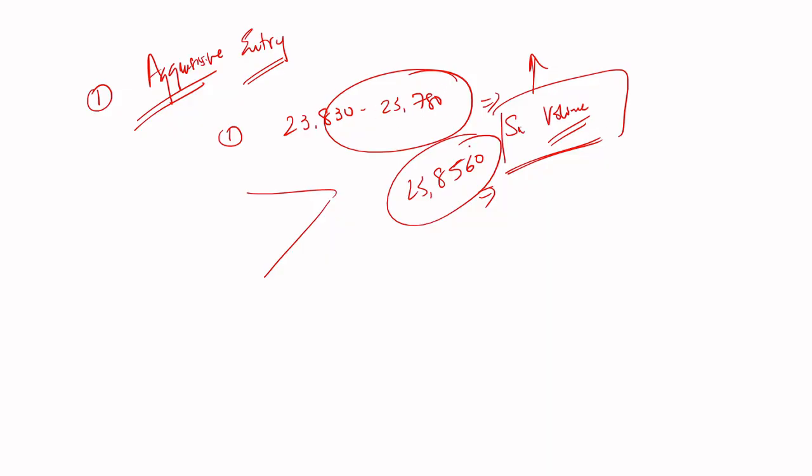So this is one aggressive entry. It breaks above 830, 850 or 860, and then it tries to go up, makes fresher highs, and probably then you can buy, keeping a tight stop loss. What is the safest retest entry?